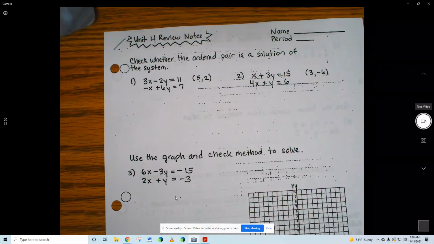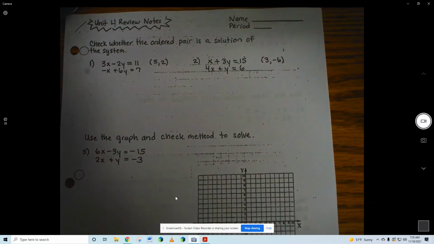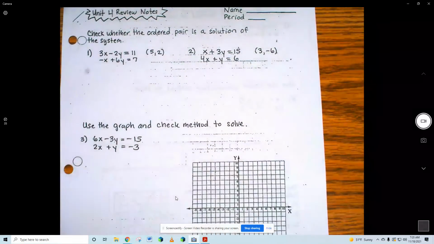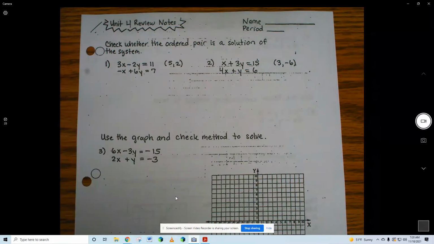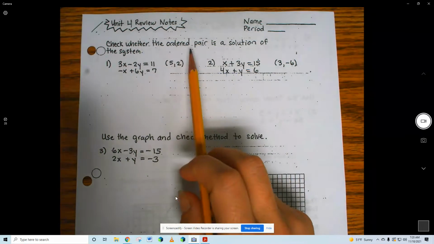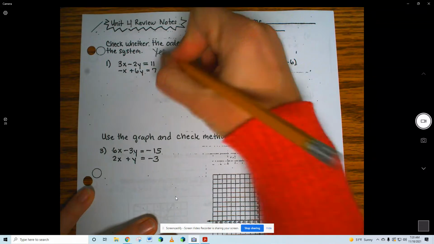So this is our Chapter 4 review for Algebra 1. And we're going to go through most of these. Well, one from each section, I'd said. So, check whether the ordered pair is a solution of the system. This is a yes or no question.